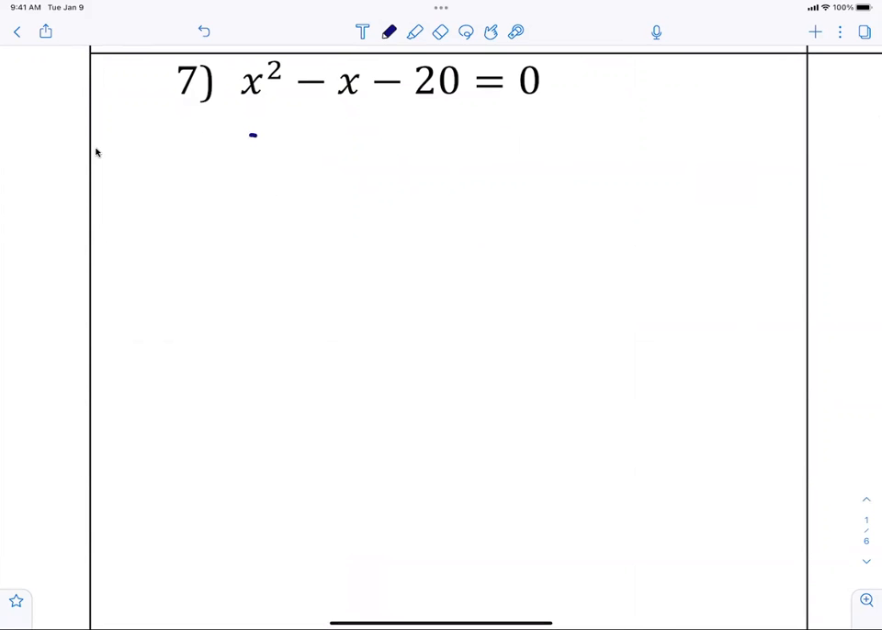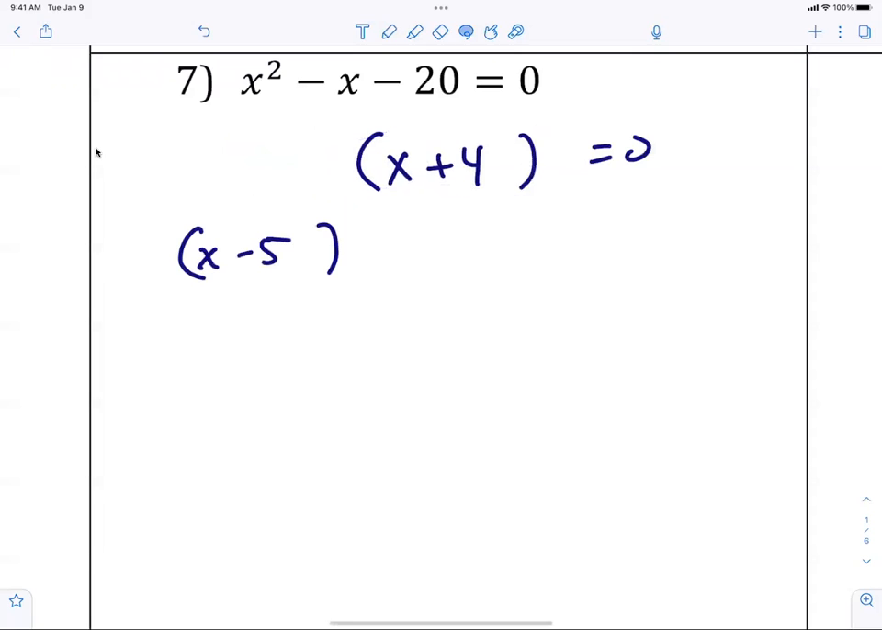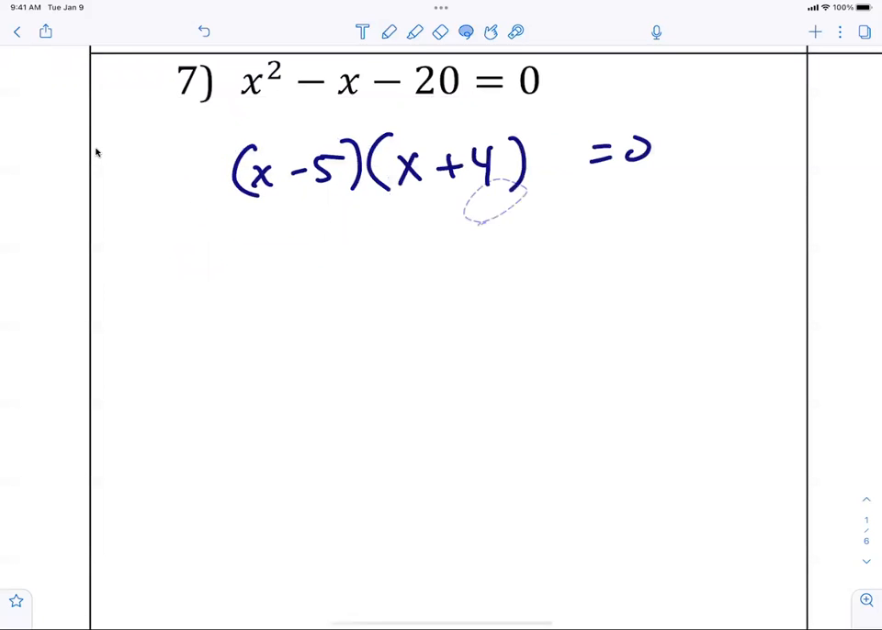So this factors to what? x plus 4 times x minus 5. And I hear some of you saying, well, that's not what I got. I got x minus 5 times x plus 4. Is there a difference? There is no difference. It doesn't matter where they go.